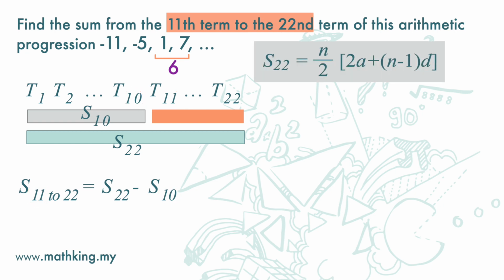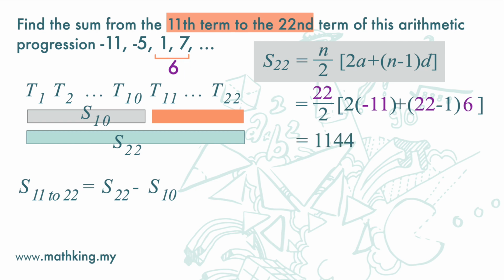N is 22. We plug in the number. A is negative 11. We plug in the number. D is 6. We plug in the number. We work it through and we will get 1144.